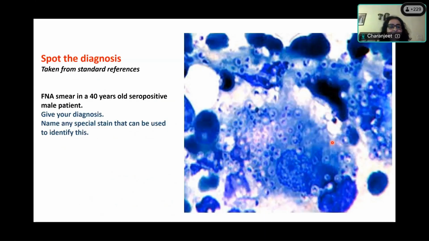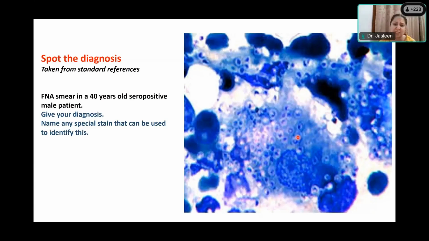What are you seeing in this? Seropositive also. Look at this. Okay, Dr. Mandeep has answered. Abhijit, okay, good. Yes, histoplasmosis, a fungus. Which fungus? You said histoplasmosis. Any other fungus?